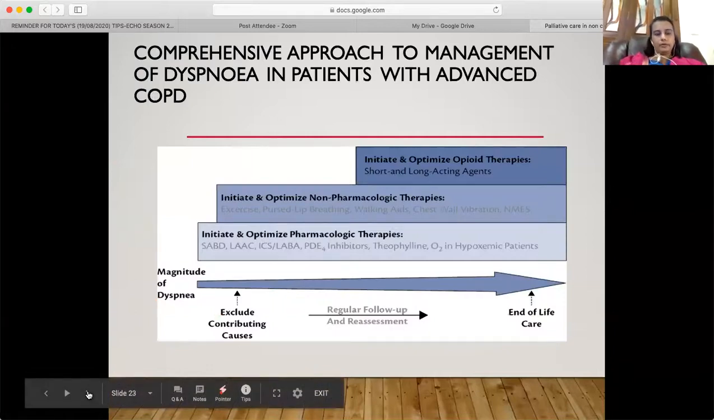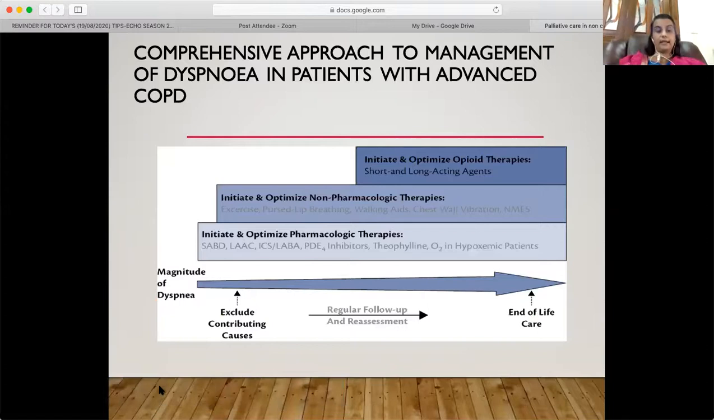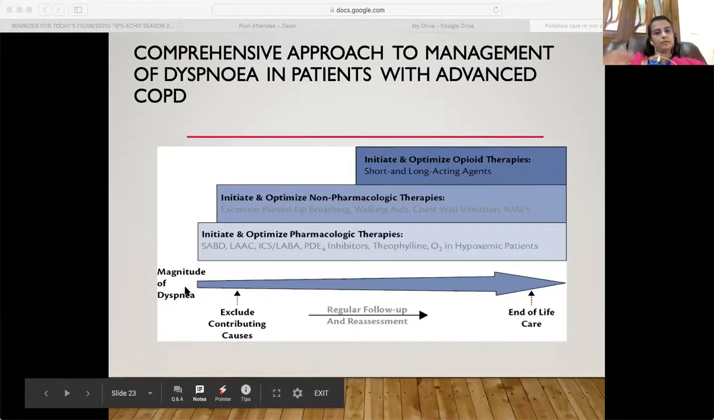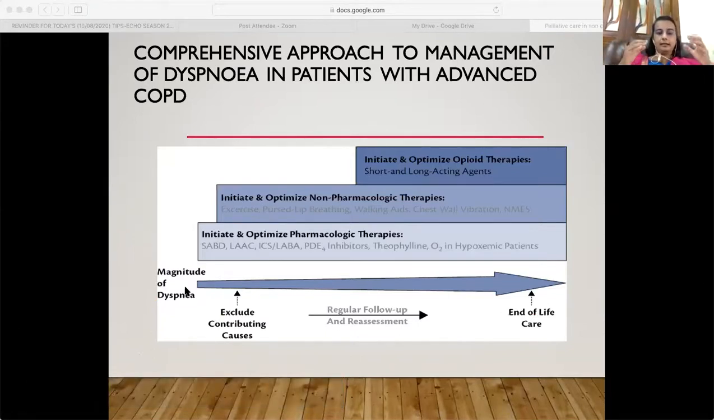So what do we do then? How can we help these patients? This is a comprehensive approach to management of dyspnea. If you get a COPD patient earlier on as a palliative care physician, how do you manage them? You can see that as the magnitude of dyspnea changes, the management therapy will also change.